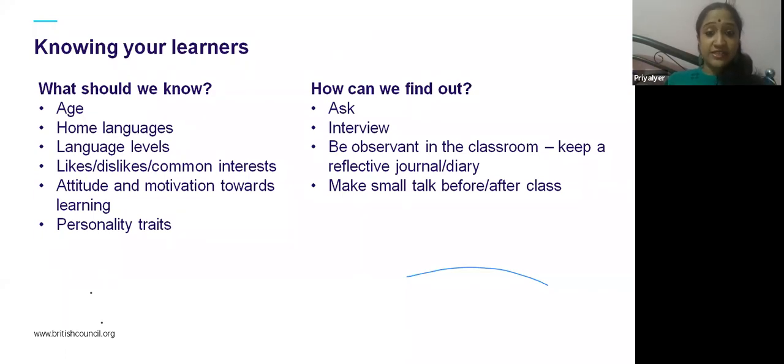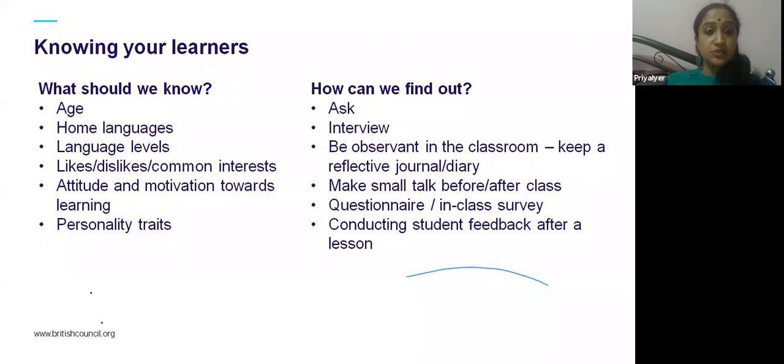Another thing in addition to that is keeping a reflective journal or a diary. Very, very useful, comes in extremely handy. If you have learners, it doesn't need to be pages and pages about a learner. It could be just brief notes in your diary. Small talk before or after class. So when you're setting up your class or when you're finishing your class, you can have very small talk conversations with your learners. Some questionnaires or some in-class surveys really help.